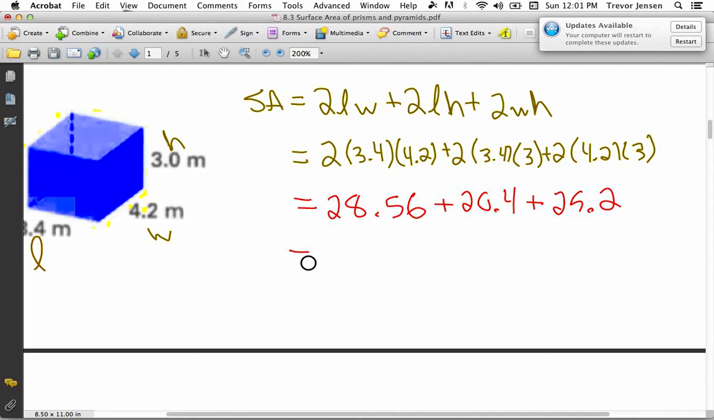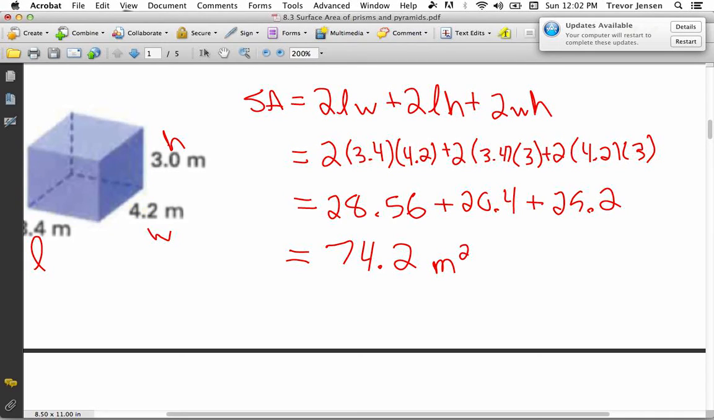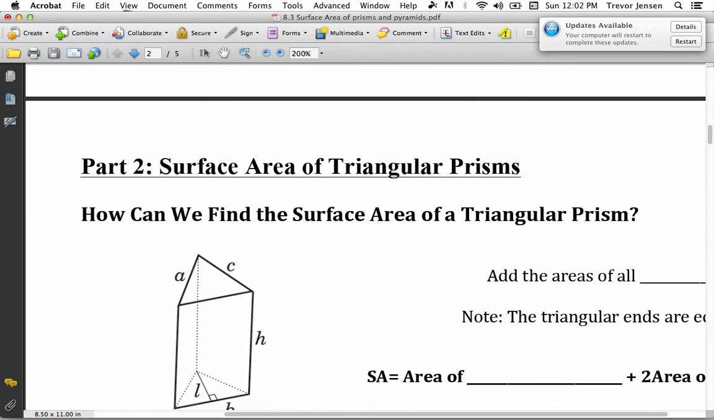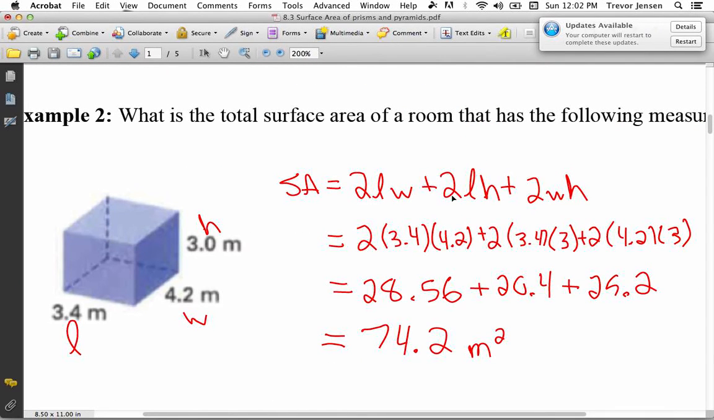Now that I've done all of my multiplication, order of operations tells me I can do all of my adding. So 28.56 plus 20.4 plus 25.2, and I get 74.16. Now I'll round to the nearest tenth. I'll round to 74.2, and I'm in meters squared. Whenever you're doing a surface area, you're always in units squared, so meters squared. So 74.2 meters squared is the total surface area of that room.